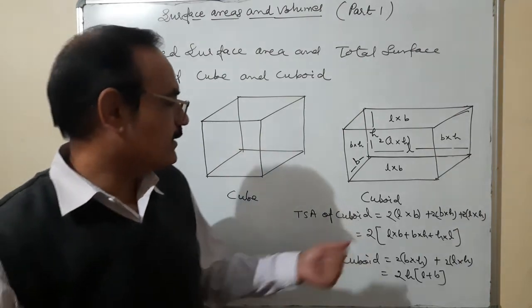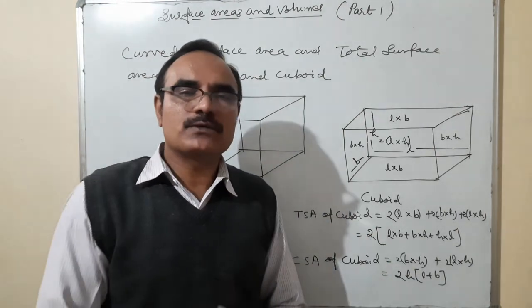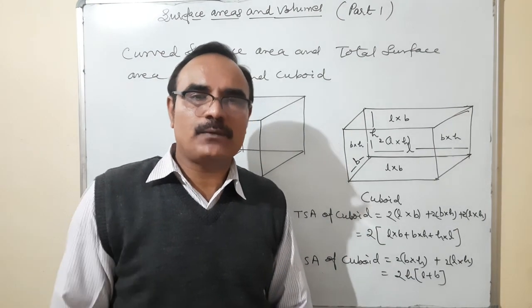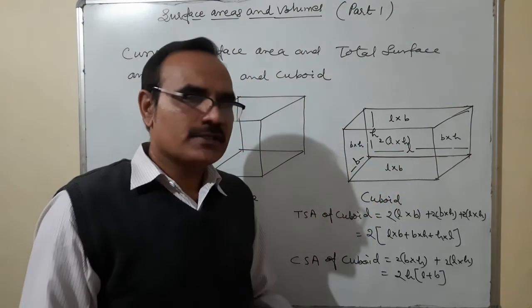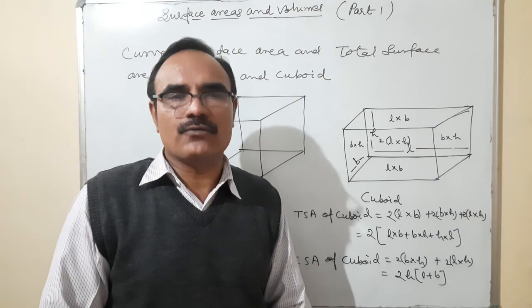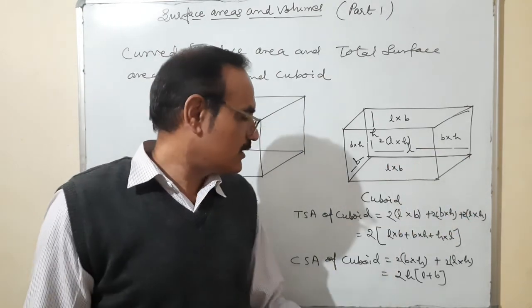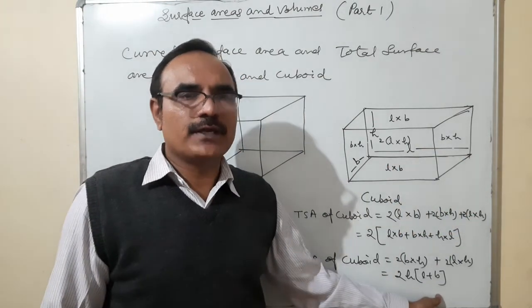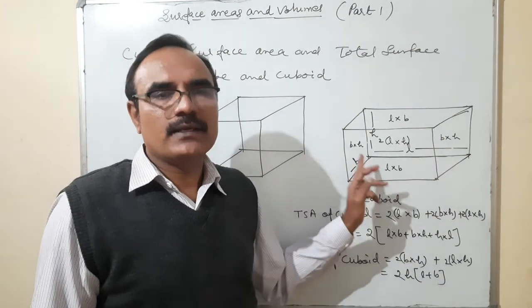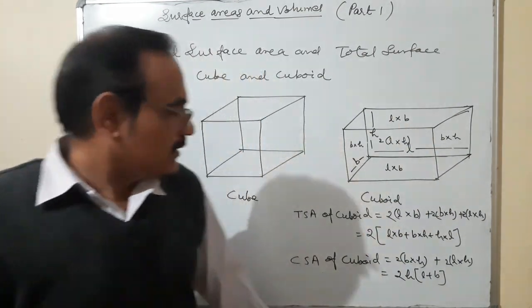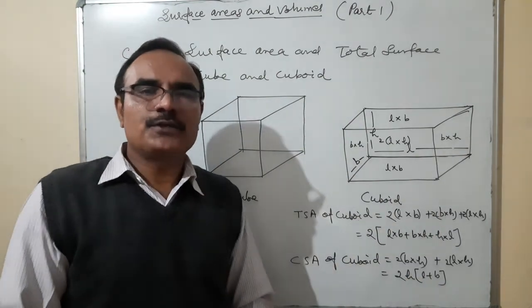So the picture is clear. Total surface area of cuboid is equal to 2(LB plus BH plus HL), that means we are going to find the area of all 6 rectangles. For the curved surface area of cuboid, we are going to find the area of 4 rectangles, that means area of 4 walls: 2 into H, L plus B. Where L, B, H, you know that L is length, B is breadth, and height is H. So this is the story of cuboid.